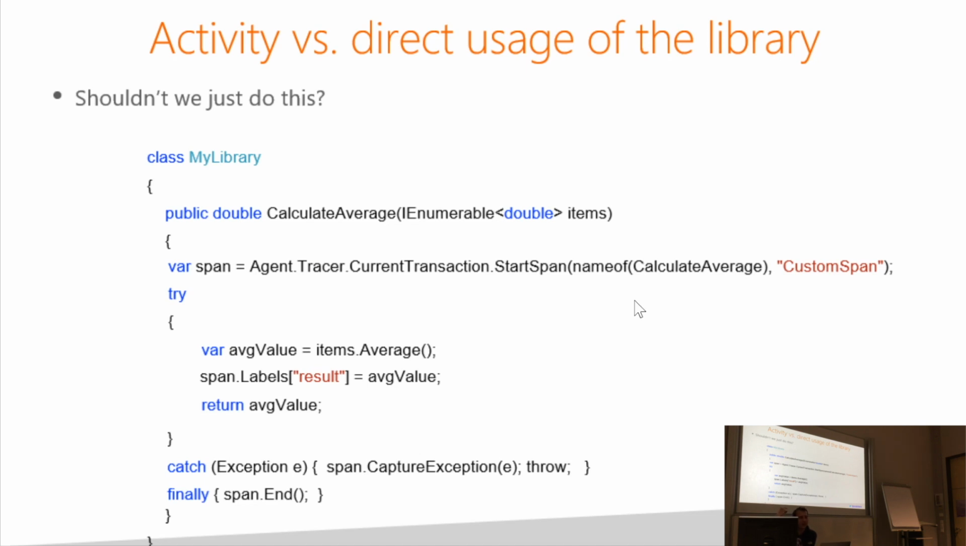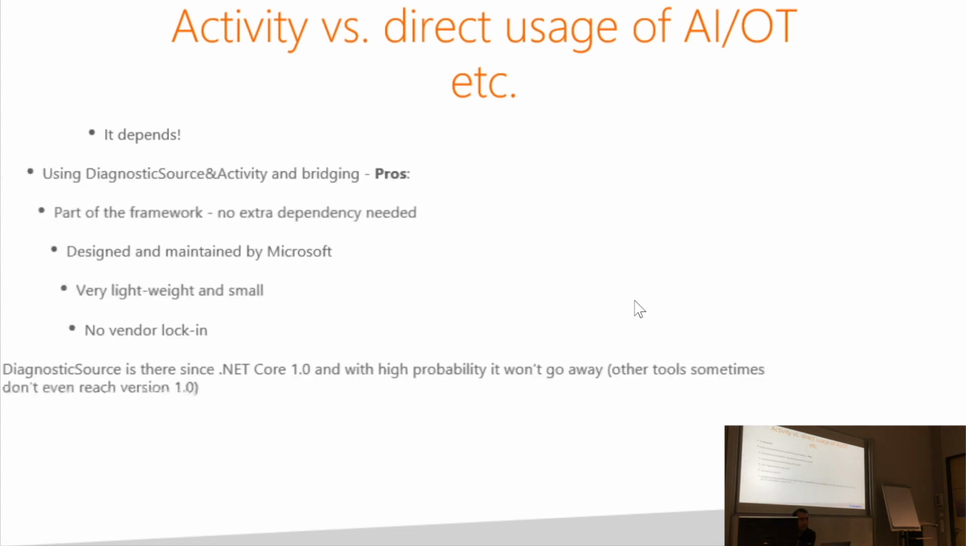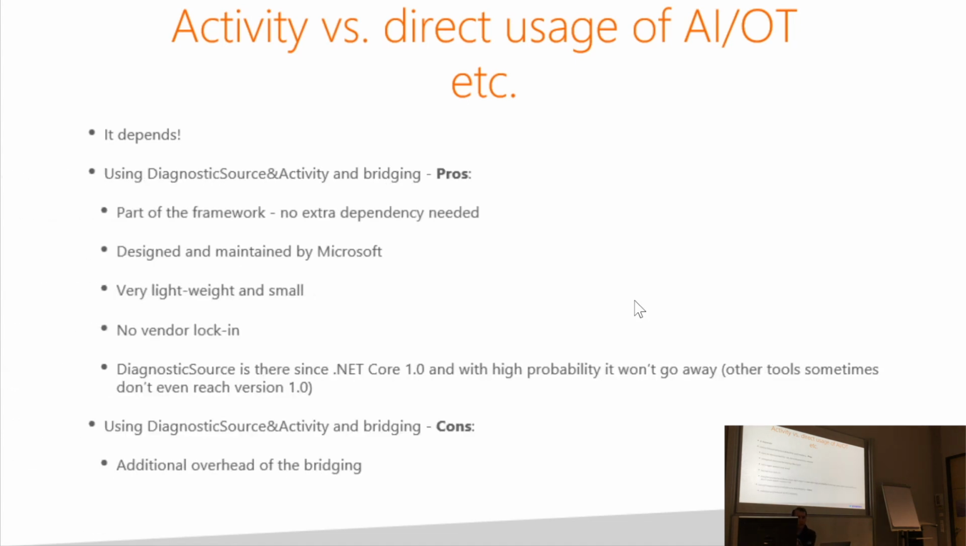You could just say agent tracer dot start span or whatever, and you can just create a span. So yeah, that's it. It totally depends on what you want to achieve. There are pros and cons for both approaches.